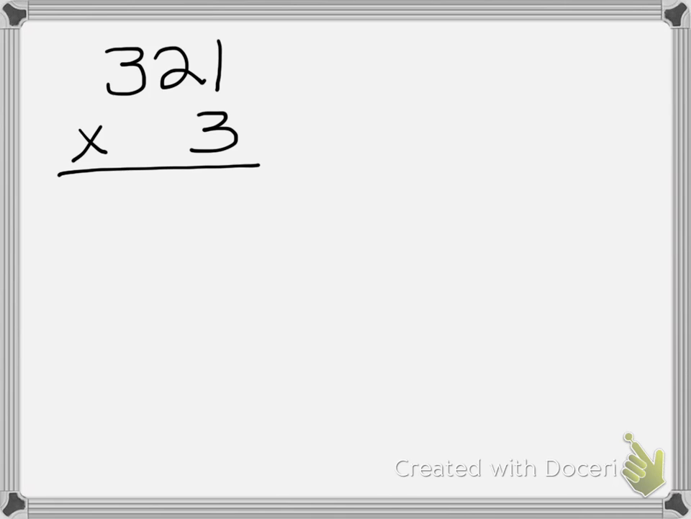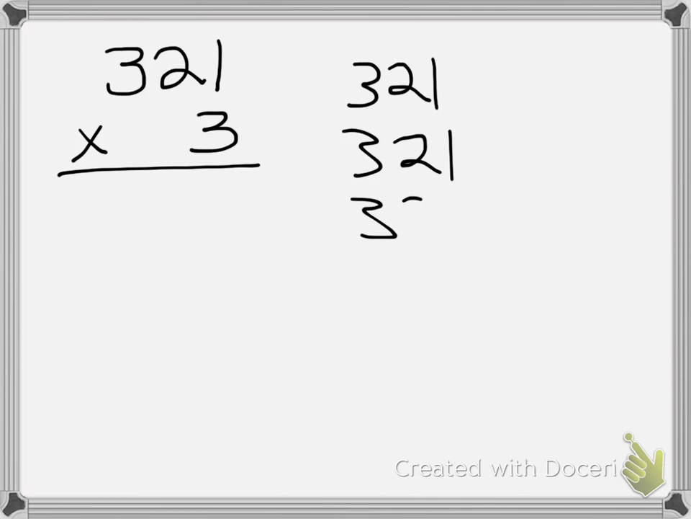Last year we learned how to multiply by more than one digit, and the concept is the same as when we multiply by single digits. For example, with 321 times 3, we are simply putting together 321, we're adding it 3 times.